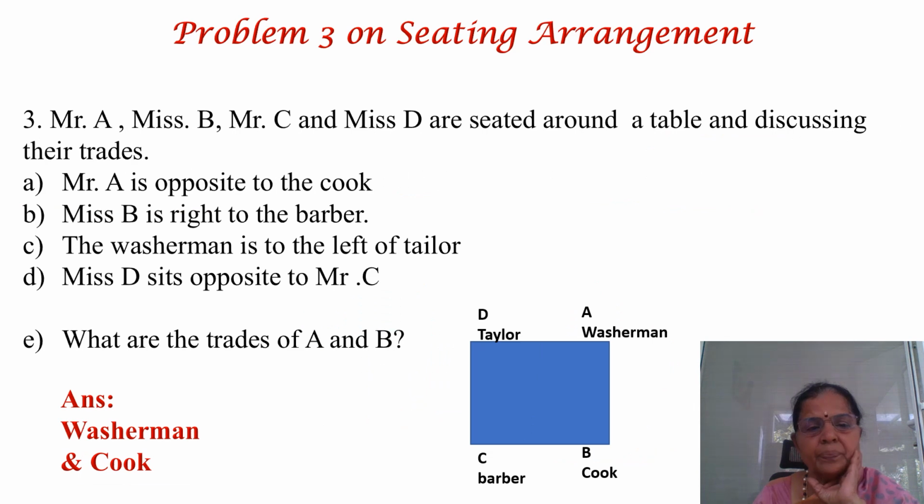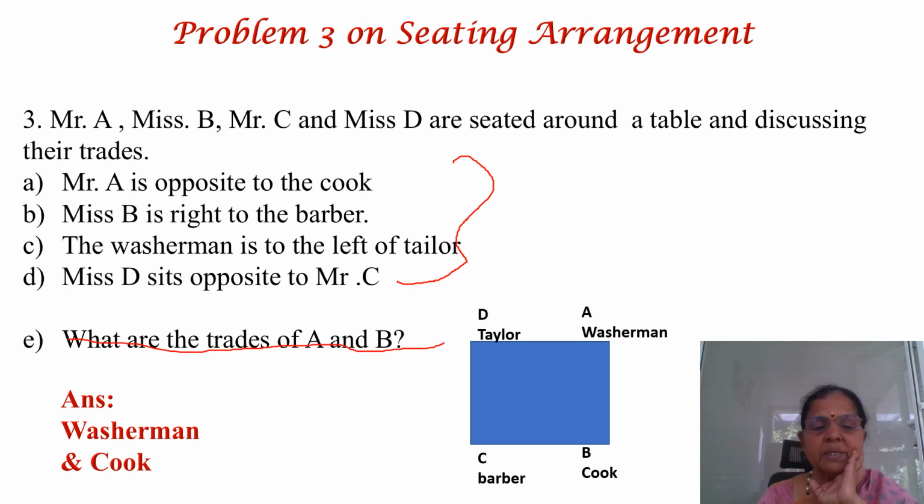Let us see the third problem on seating arrangement, which says Mr. A, Ms. B, Mr. C and Ms. D are seated around a table and discussing their trades. Four statements are given. The first four are statements and the last one is the question asked.